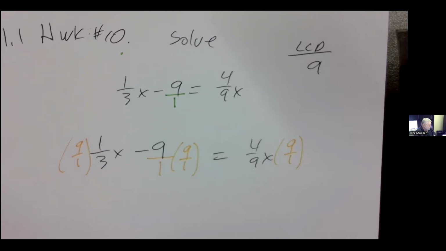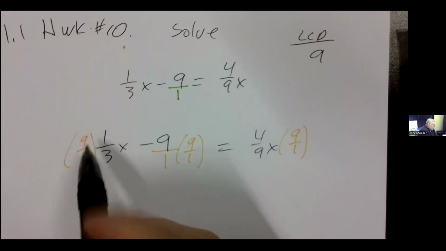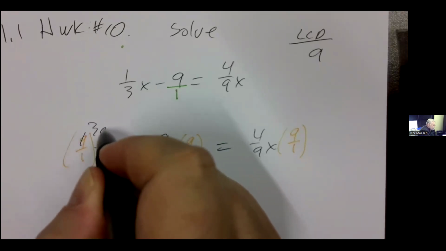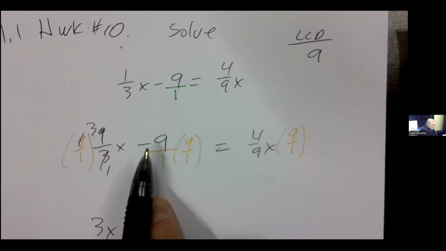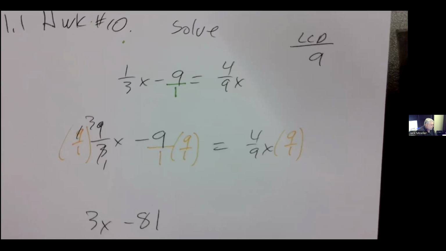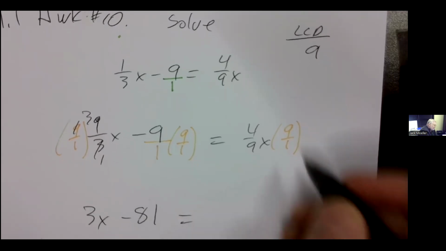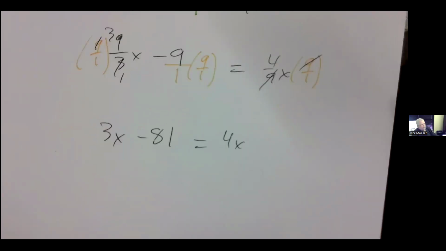So now we can do some simplifying. We get 9x over 3, or 3 will go into 9 3 times. So that's 3x. And then minus 9 times 9 is minus 81 over 1, or just minus 81. And then the last one here, the 9's cancel, just leaving us with 4x.